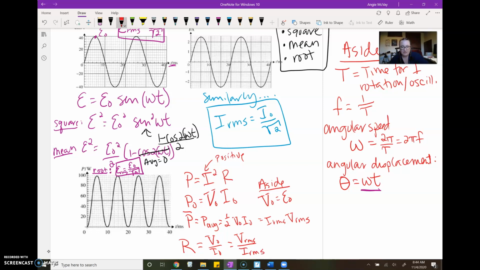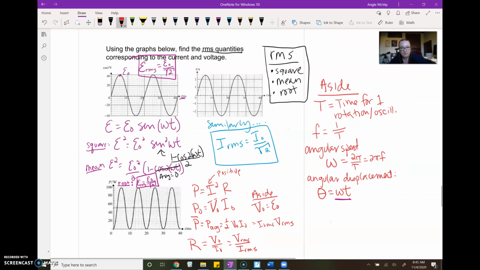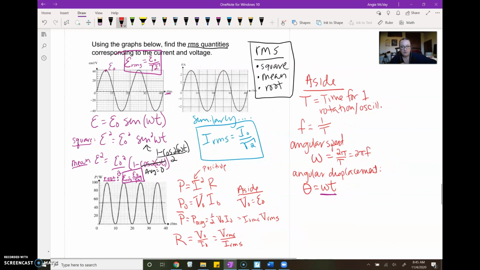Okay, so please take a look in your data booklet at topic 11. Okay, and make notation in your data booklet about what each of the terms that we talked about today mean and how you should use them.